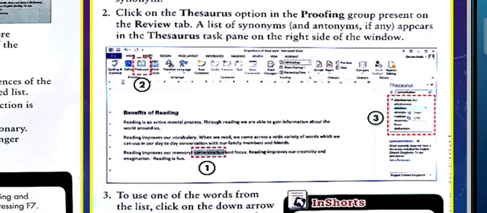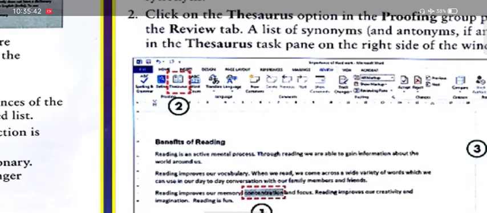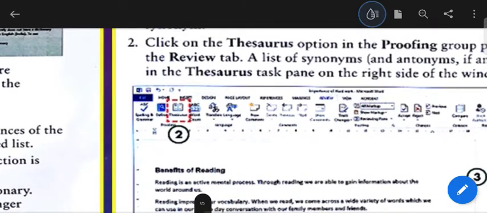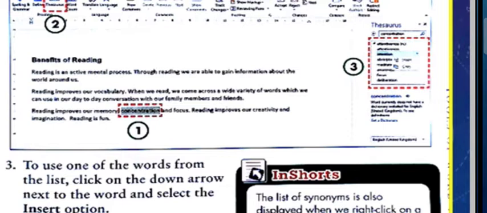Here you can see the first step is to select a word. Then click on the thesaurus option in the Review tab. Then a new window will appear, and you can see all the synonyms or antonyms in the task pane on the right side of the window.